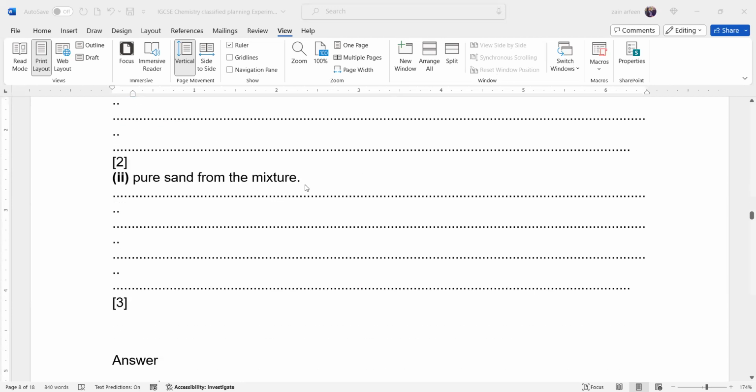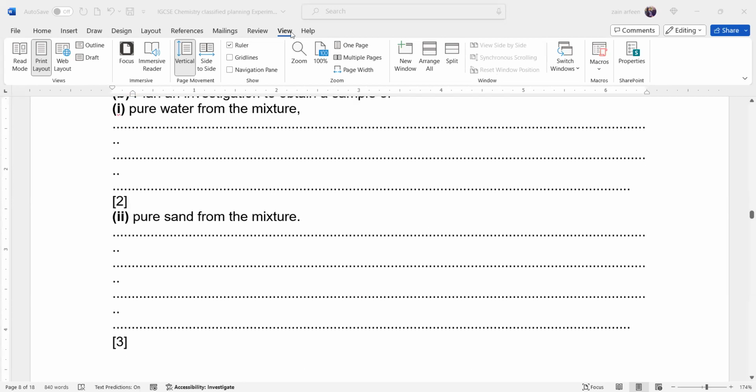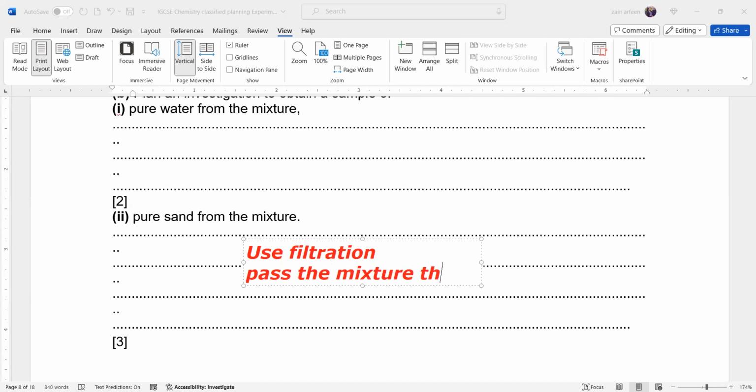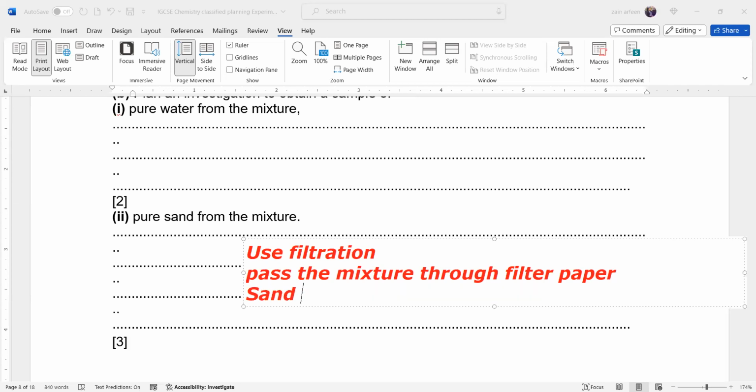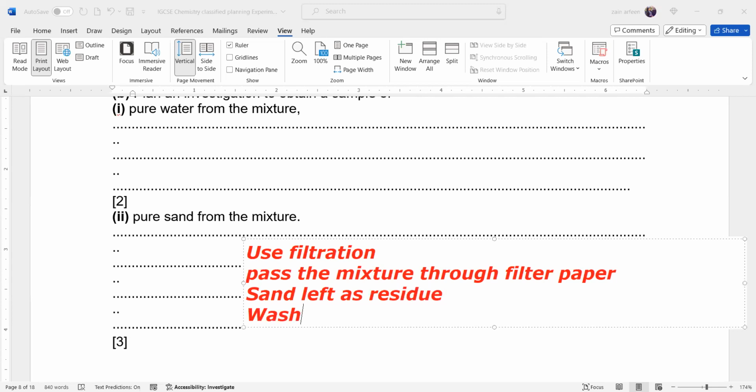Filtration will not score full marks. Only writing filtration is not the answer. So what you have to do, first use filtration, that is the point. Then we pass the mixture through filter paper. The sand will be left on the filter paper as a residue. Then we should wash and dry. Wash with distilled water and dry with tissue paper.